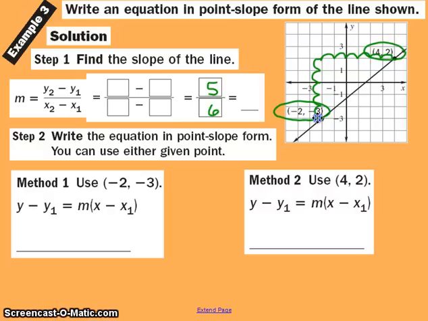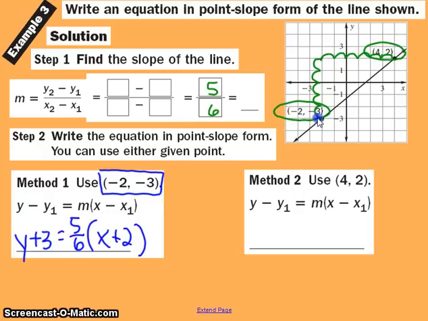Now, to do point slope form, I only need 1 point. You can choose to use the -2, -3 ordered pair, and if you did, your equation would look like y plus 3, because it's minus -3, equals my slope of 5/6 times x plus 2.